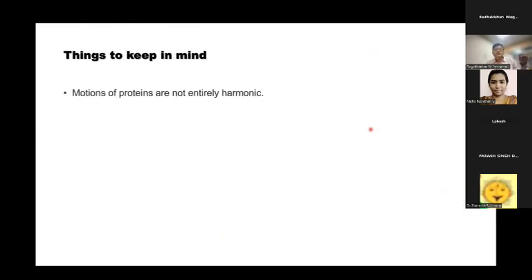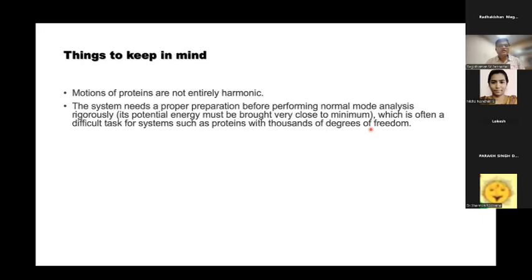Okay, what do you need to keep in mind? Even though in normal mode we assume the motions are harmonic, proteins are not harmonic in nature. Some parts of the protein dynamics are harmonic, some are not. The system needs a proper minimization before performing NMA, which is very difficult for certain proteins that have many thousands of degrees of freedom.